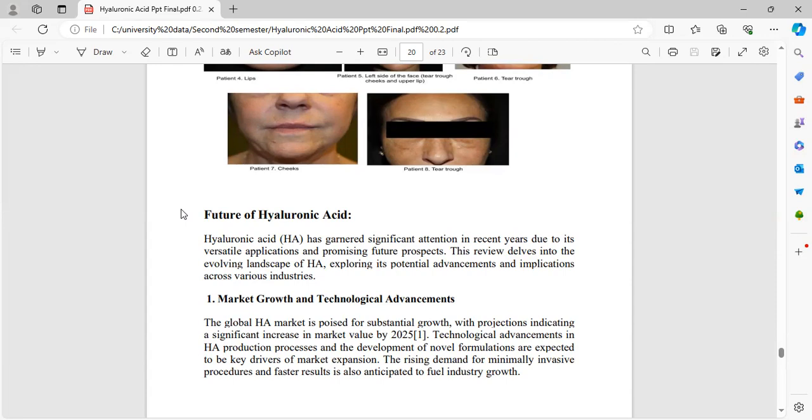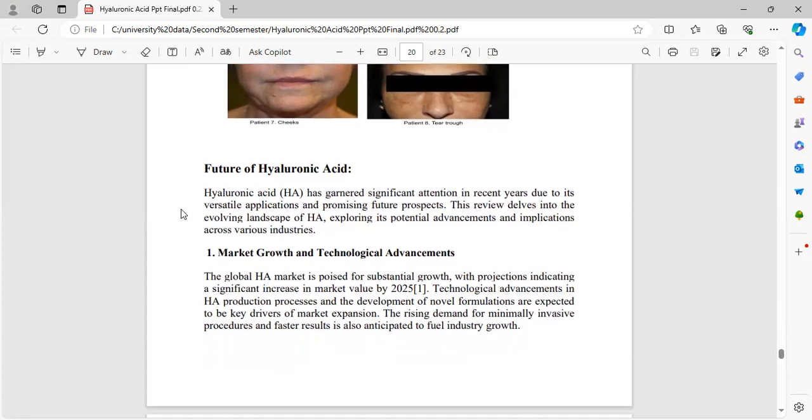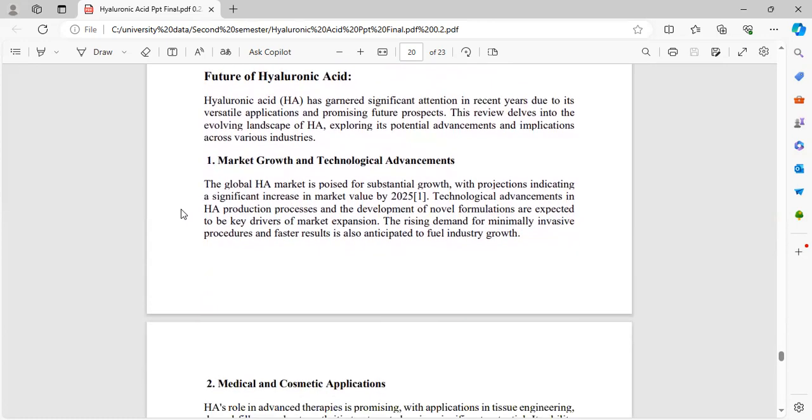The first one is market growth and technological advancement. The global hyaluronic acid market is poised for substantial growth, with projections indicating a significant increase in its market value by 2025. Technological advancement in hyaluronic acid production processes and the development of novel formulations are expected to be key drivers of market expansion. The rising demand for minimally invasive procedures and faster results is also anticipated to fuel industry growth.